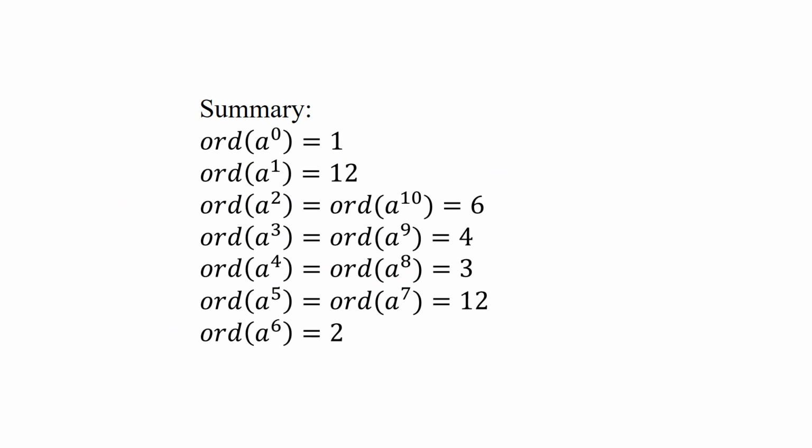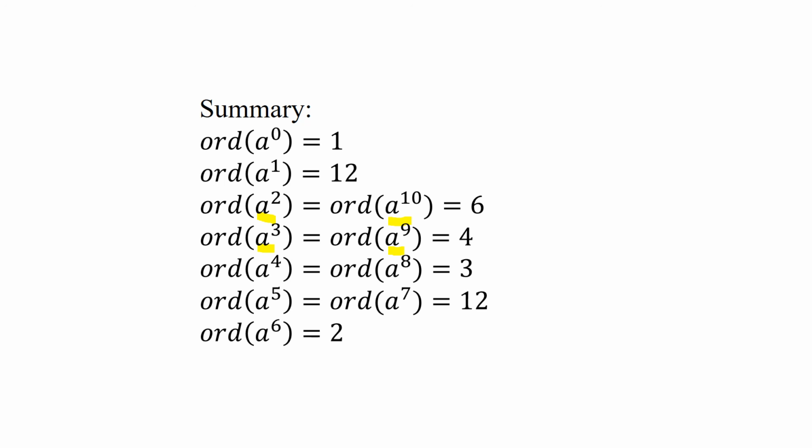In summary, here's what we have. Order of A to the 0 is 1. Order of A to the 1 is 12. Order of A squared and A to the 10th: these guys are inverses. A squared, A to the 10th, multiply them, you get E. Therefore, they have the same order. A cubed and A to the 9th are inverses. They have the same order.